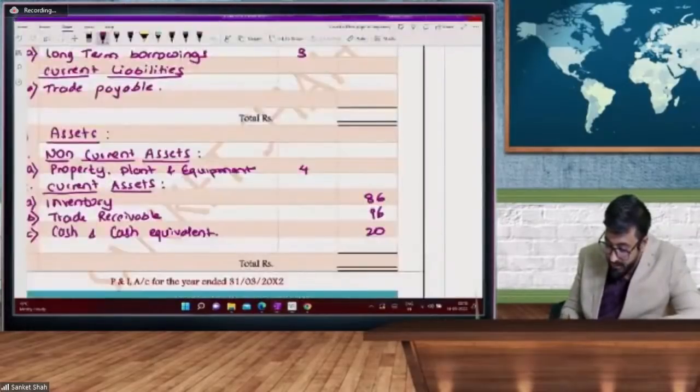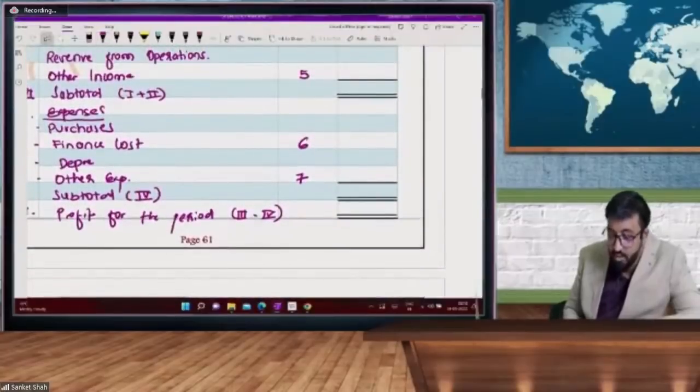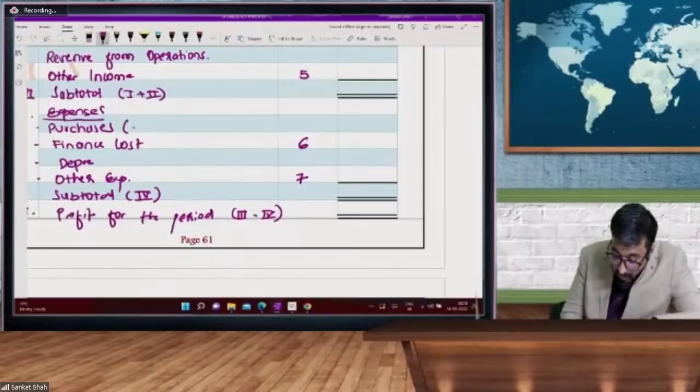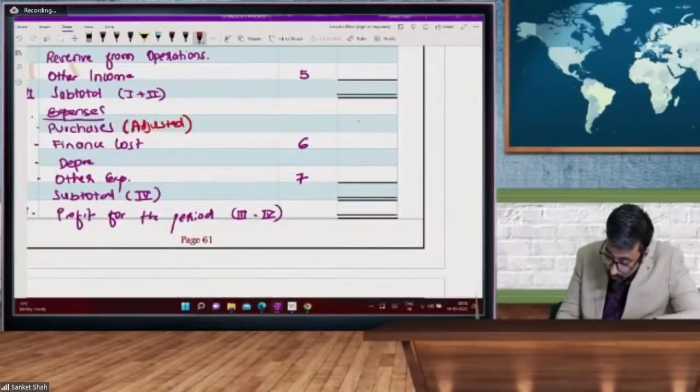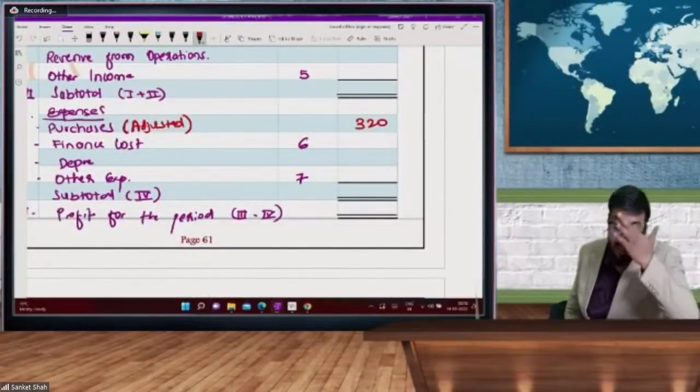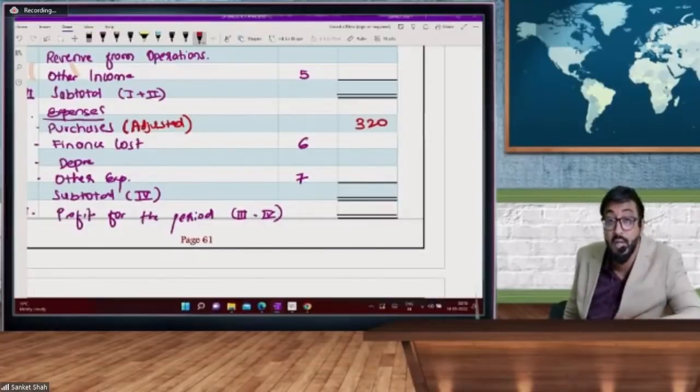Adjusted purchases. Actually, this is not the correct format, but okay, we do not have the information of opening stock. So as we are not having this opening stock information, we are writing here purchases, but by taking adjusted. So this is red pen, adjusted, 320. This is not the right way of presentation, but in the next problem, I will tell you how to present opening stock. Okay, so 320.